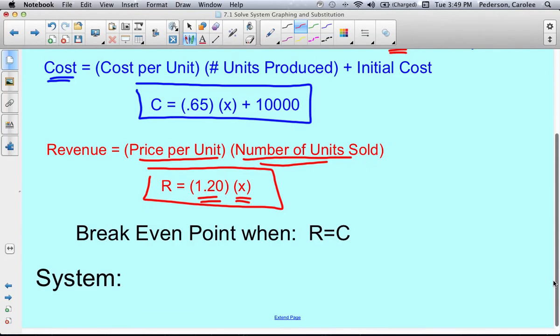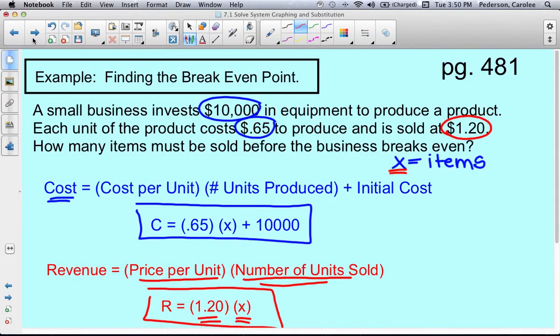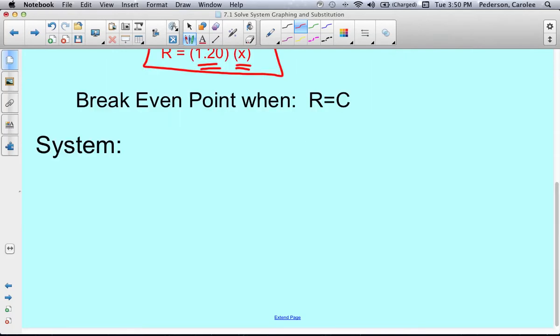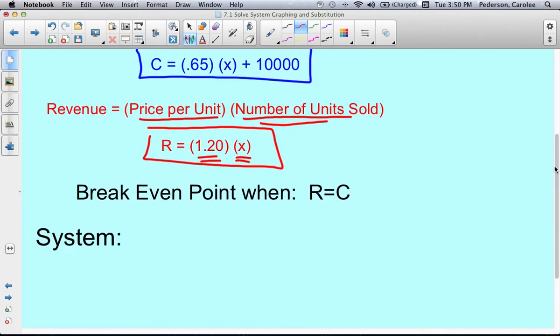Now here's our example, continuing with solving the system. Remember from this slide that to break even, we want to find the point of intersection where these two equal each other. So we're trying to find this point right here. So we want C equaling R, or R equaling C.